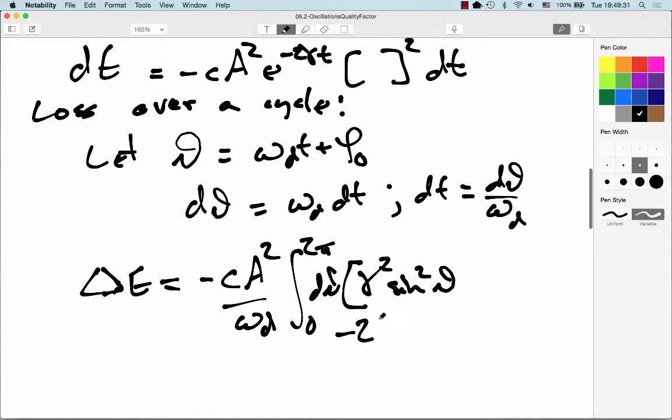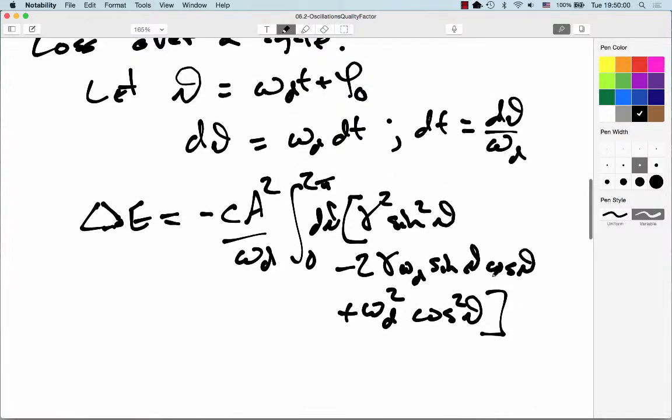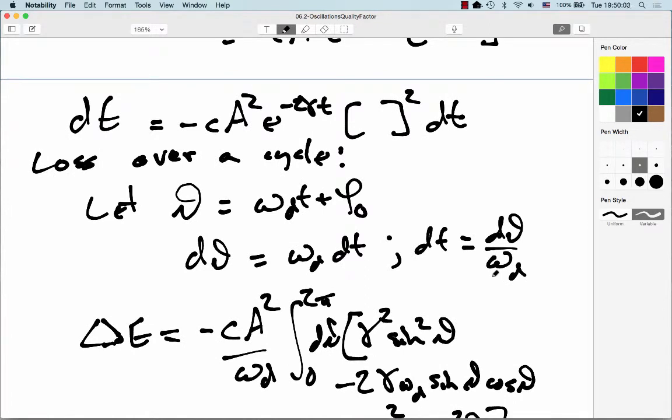Minus 2 gamma omega_d sine theta cosine theta. And then finally we'll have a plus omega_d squared cosine squared theta. And like I said, we're going to be integrating all of that from 0 to 2 pi. Well, oops, I forgot to insert, and this is kind of a big deal. Oops, there it is. I forgot to insert into here, so I'll just stick it in right there.